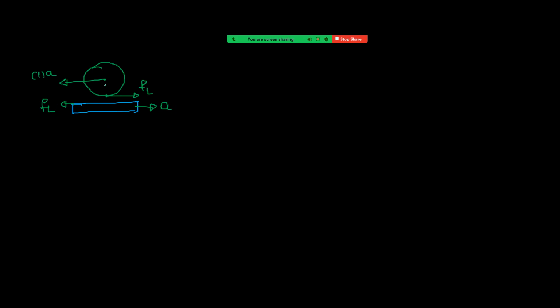Now see the equations. The disc is rolling without slipping. That means again, we have to focus on the force equation and torque equation. So first the force equation: 1 into A, that is A, minus the frictional force FL, acting to the right side. This is the net force, which is equal to mass into acceleration of center of mass, ACM. So equation 1.